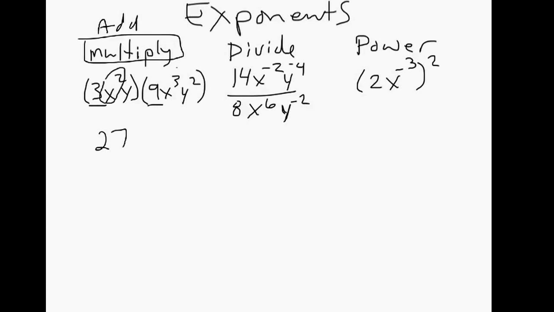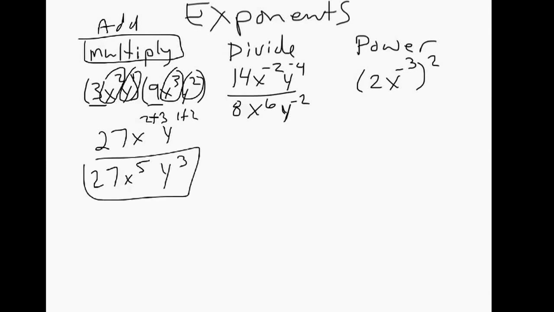x² and x³ becomes x to the 2 plus 3, or x⁵. This y has nothing on it, so that means it has a 1 on it. So that's y¹ and y², which is y to the 1 plus 2, or y³. Okay. Divide in the exponent world means to subtract.